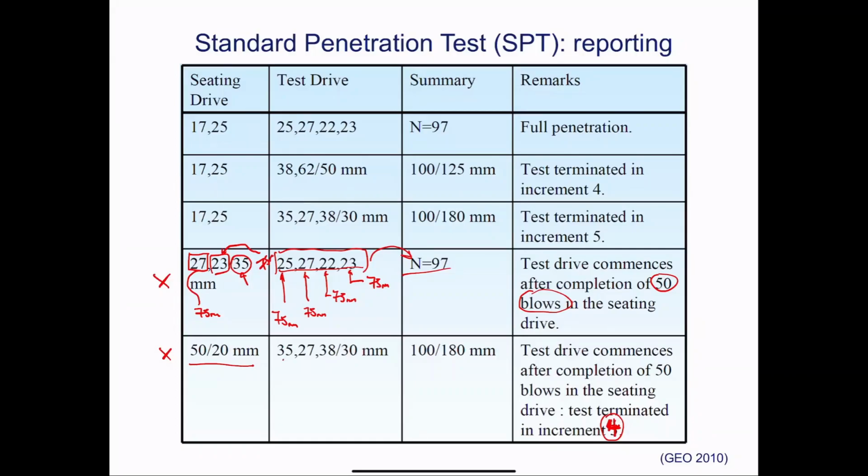And for the test drive, we're getting some penetration here. So for the first 75 millimeters, 35 blows. For the next one, 75 blows. And for the next one, we have 38 blows, but we can't finish the 75. We only get 30. And if you add 75 times 2 plus 30, that's 180, and we reach 100. And the remark would tell us that the test drive commences after completion of 50 blows in the seeding drive, and we have the test terminated in the fourth increment.